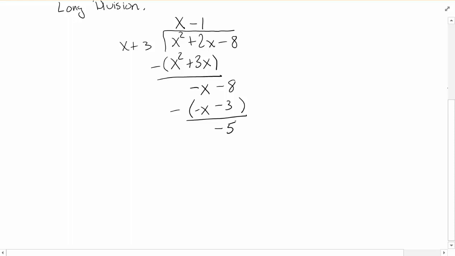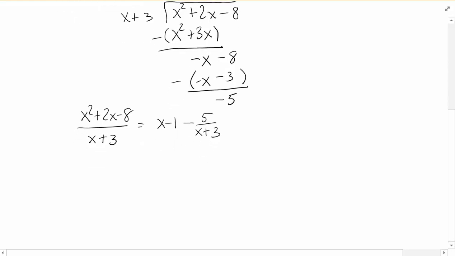All right, so what does that all mean? Well, there's two ways you can write it down. Either x squared plus 2x minus 8 divided by x plus 3, well, you got a quotient of x minus 1, and then you were off a little bit. You had a remainder of negative 5, and you had been dividing by x plus 3. That's one way to write it down.